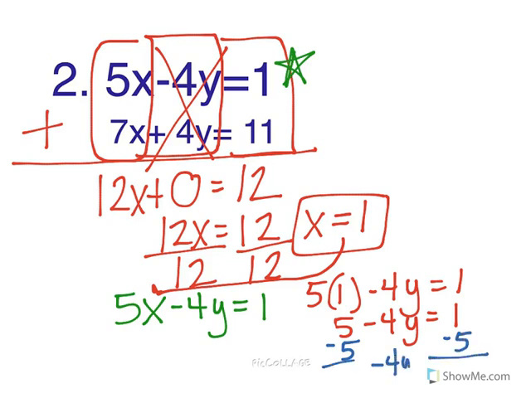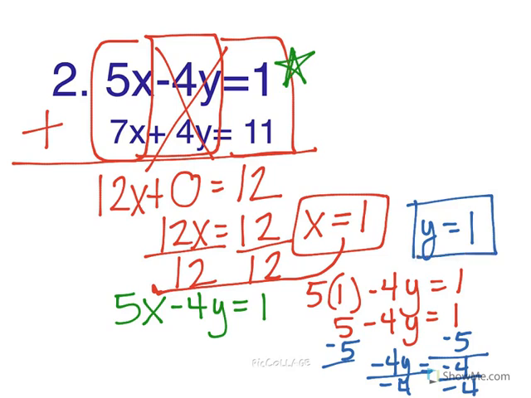Get negative 4y equals, okay, so it equals negative 4. Then you divide by negative 4 on both sides, and you get y equals positive 1, because 2 negatives equal positive. So you'll have 1, 1 as your answer.